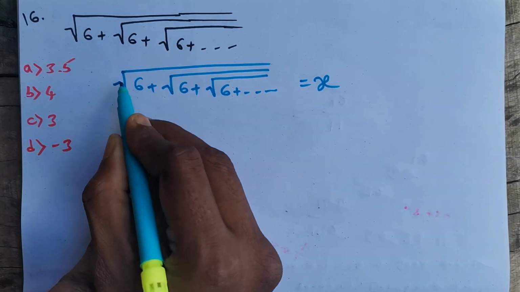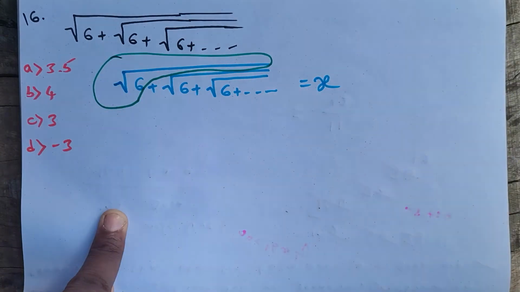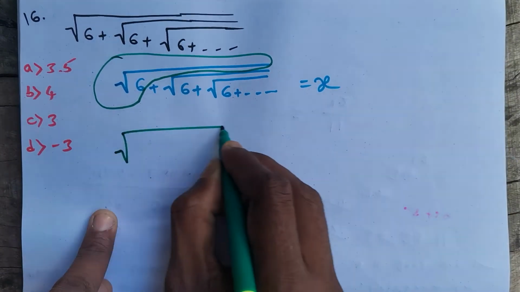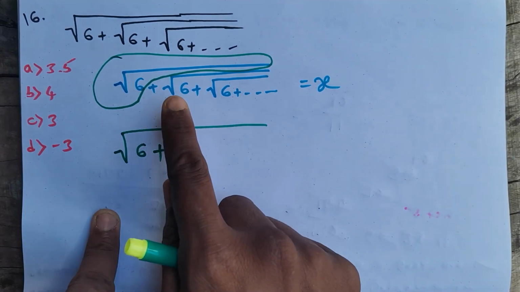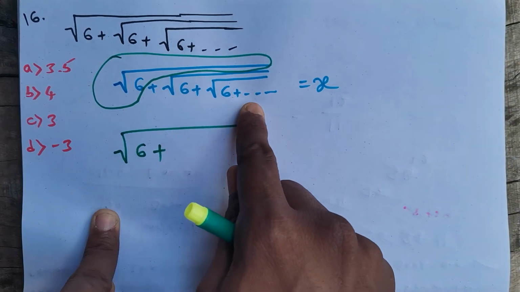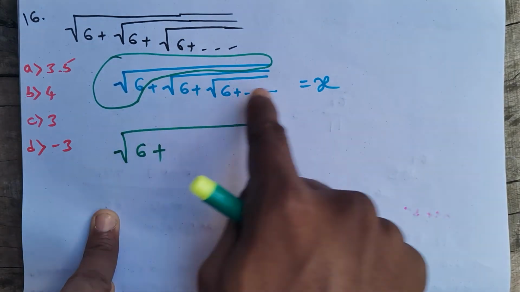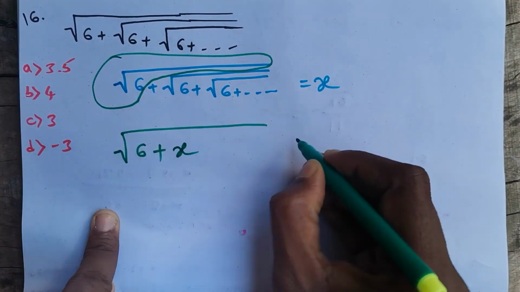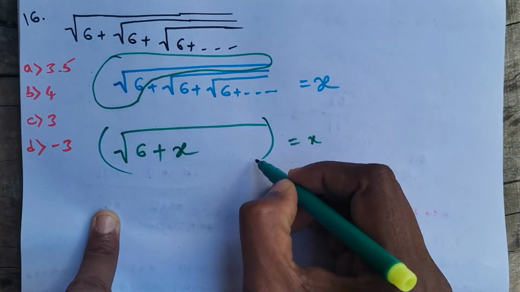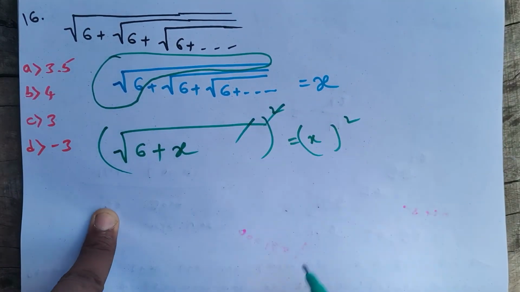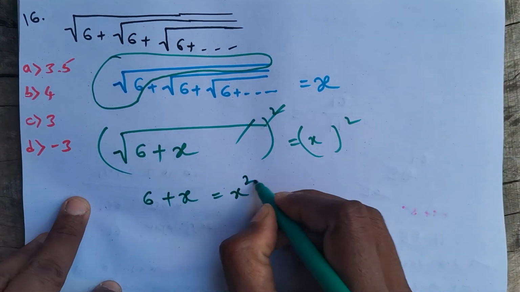Now this outside part I am writing as under root 6 plus. Okay, now if we observe this inside part, under root 6 plus under root 6 plus under root 6 plus under root 6 plus under root 6 plus, it comes again infinite times. So that total I took as x, so that x I will substitute here, is equal to x again. Now to remove the square root, I will do squaring on both sides. Here the square and root get cancelled, so we remain with 6 plus x is equal to x square.